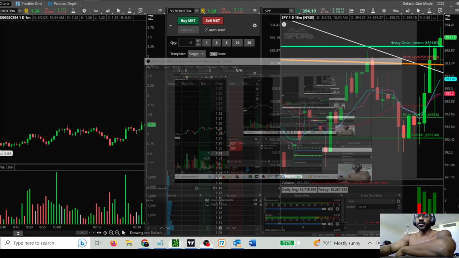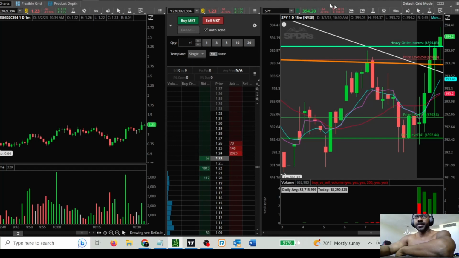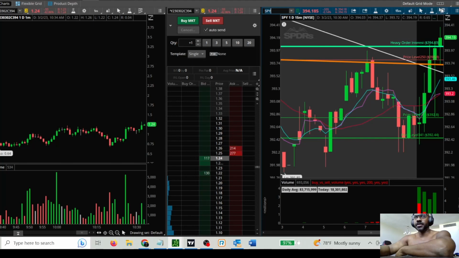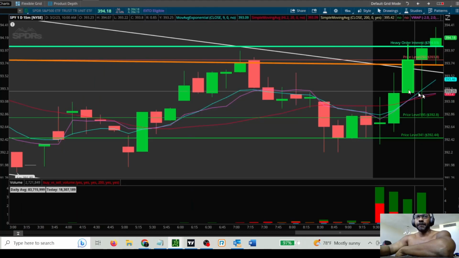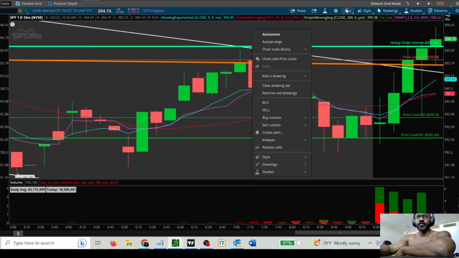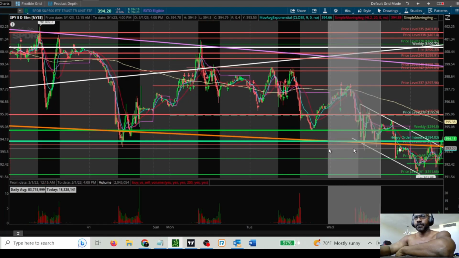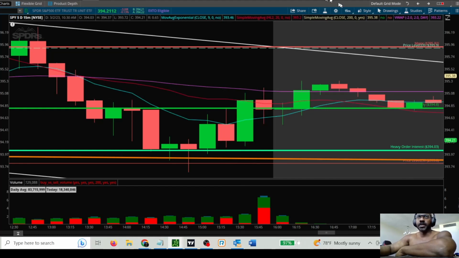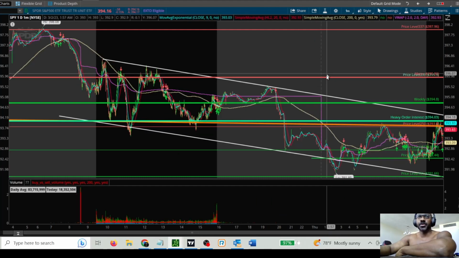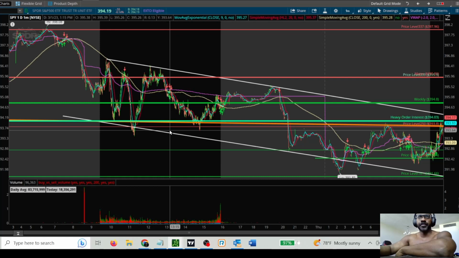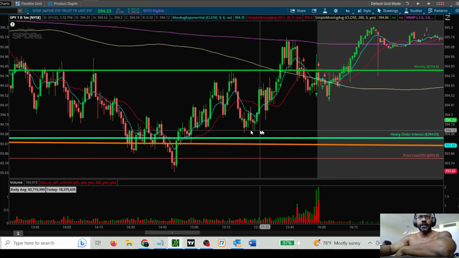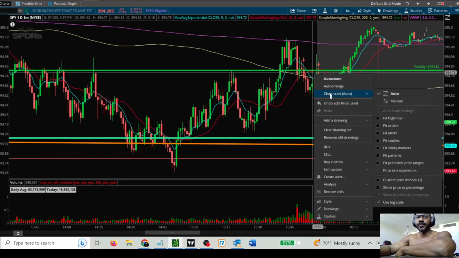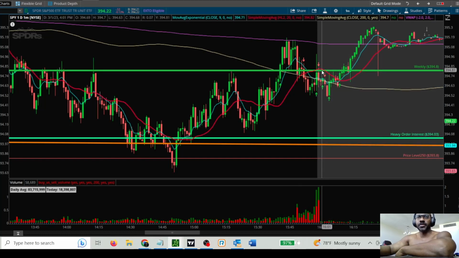Something I forgot to do, which was a mistake on my part, what can I do, is I should have put a closing print from yesterday. So it looks like, well, let's zoom in closer so I can get the correct one. So it looks like we closed right about here yesterday. So you know what, let's just say the closing print is here at this weekly.